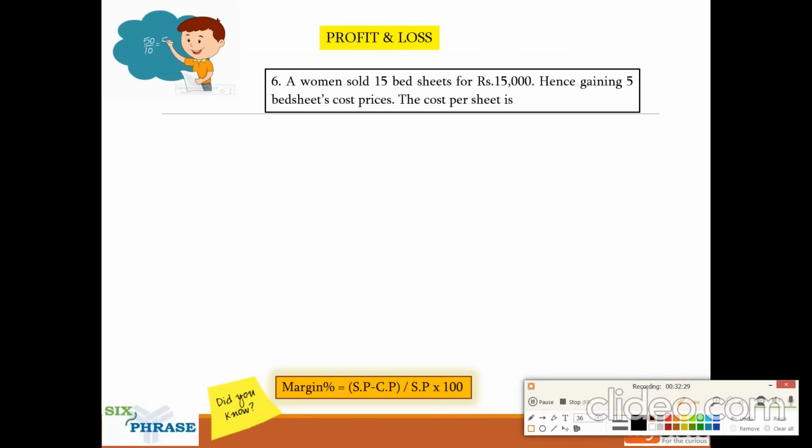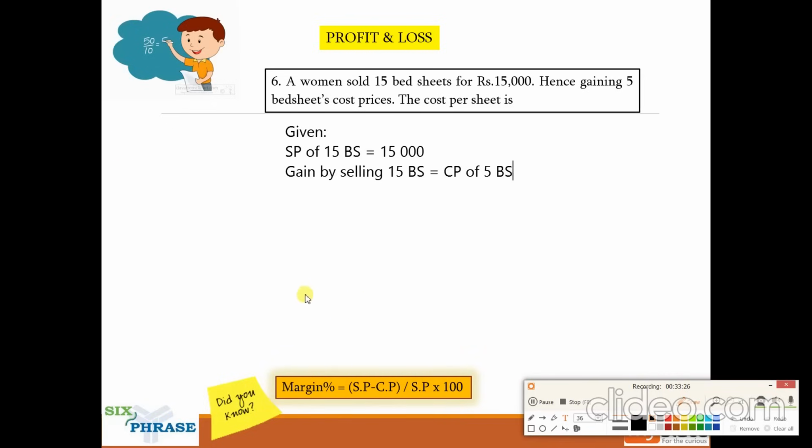A woman sold 15 bed sheets for rupees 15,000, hence gaining 5 bed sheets cost price. The cost per sheet is. So let us write down what is given. A woman sold 15 bed sheets for 15,000. It means SP of 15 BS, bed sheets, is equal to 15,000. Hence gaining 5 bed sheets cost price. So what is that 5 bed sheets cost price? That is a gain. Okay, it is a gain by selling 15 bed sheets. Gain by selling 15 bed sheets is equal to cost price of 5 bed sheets. Okay, so this is what is given.